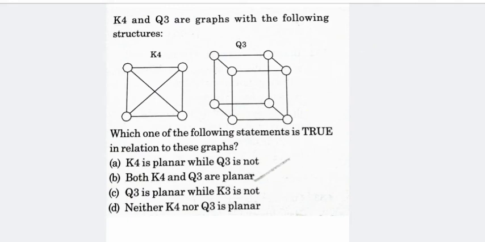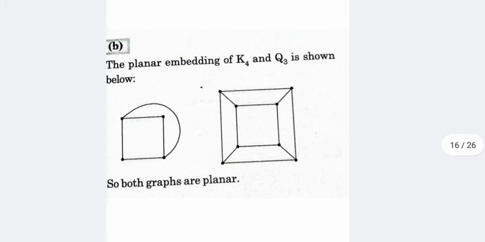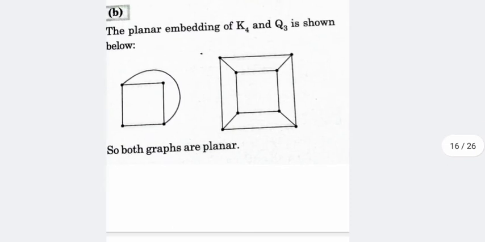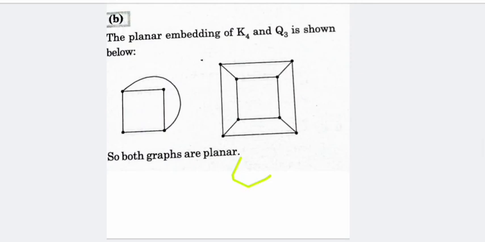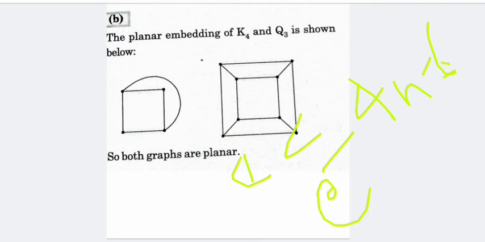Now come to the solution of this question. Here the solution is given: the embedding of K4 and K3 is shown like this graph. With more simplification of this graph, we get this structure. And now we put in all the cases of E less than or equal to 3n minus 6. When we put these formulas in, we get the right answer, that K4 and K3 are both planar graphs.